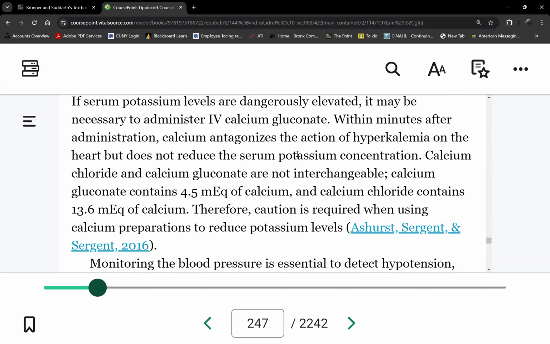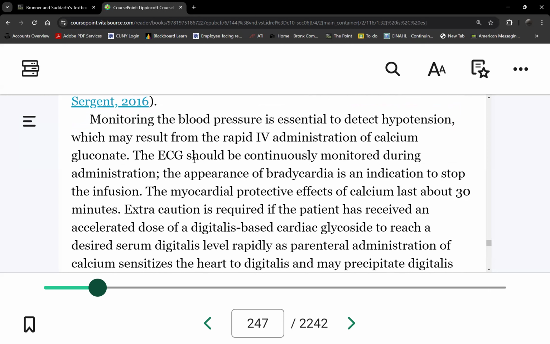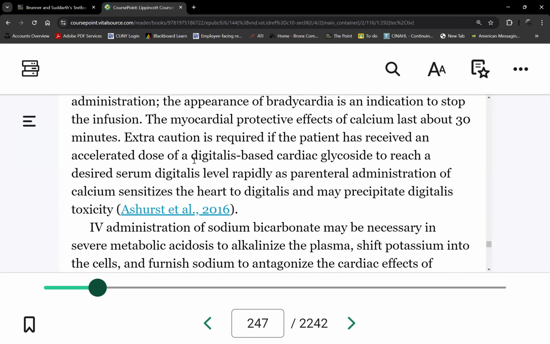And what do we mean by antagonize? It does the opposite effect of potassium, okay? But remember, the potassium remains high. So we can give calcium gluconate and then, of course, cardiac monitoring, that's a given, right? Another option is sodium bicarbonate.